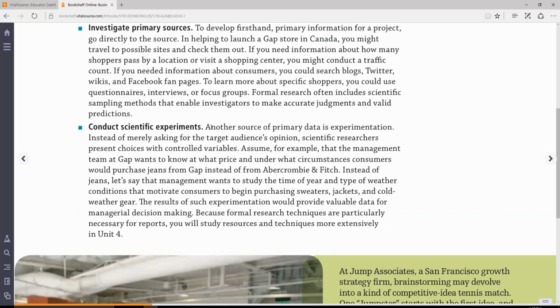Conduct scientific experiments. Another source of primary data is experimentation. For example, the management team at Gap wants to know at what price and under what circumstances consumers would purchase jeans from Gap instead of Abercrombie and Fitch.